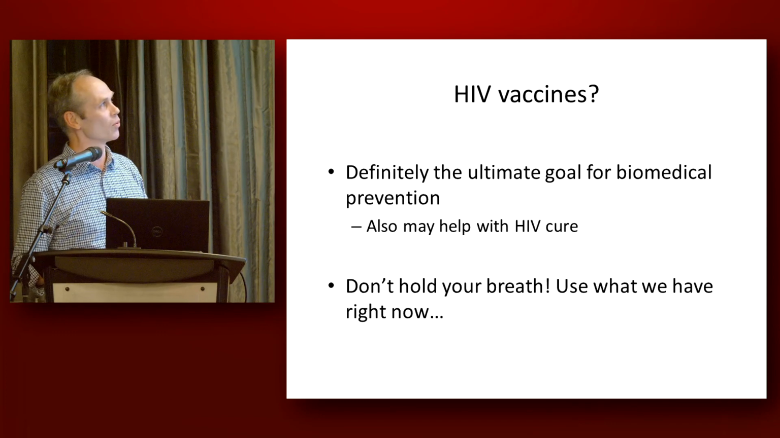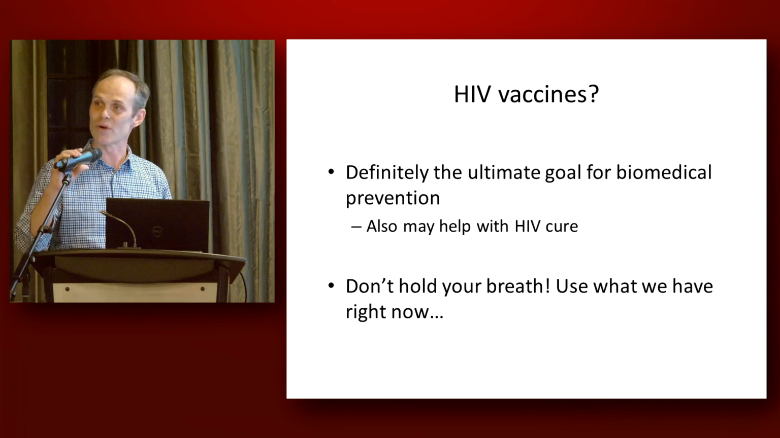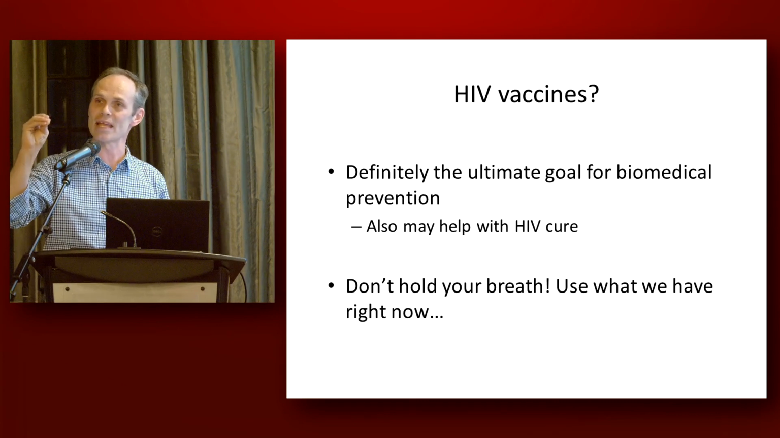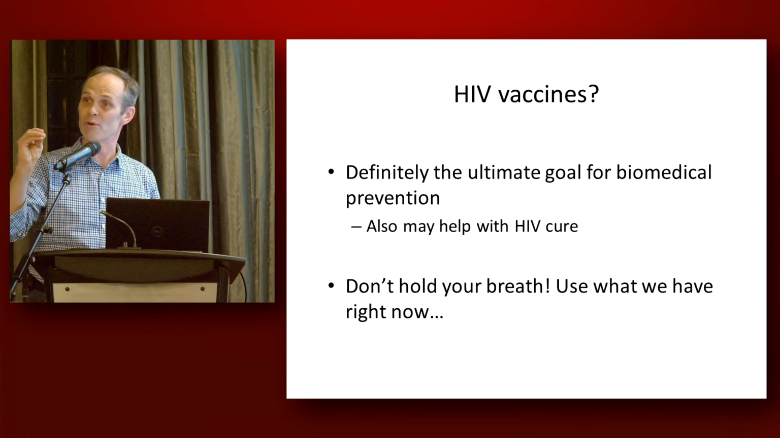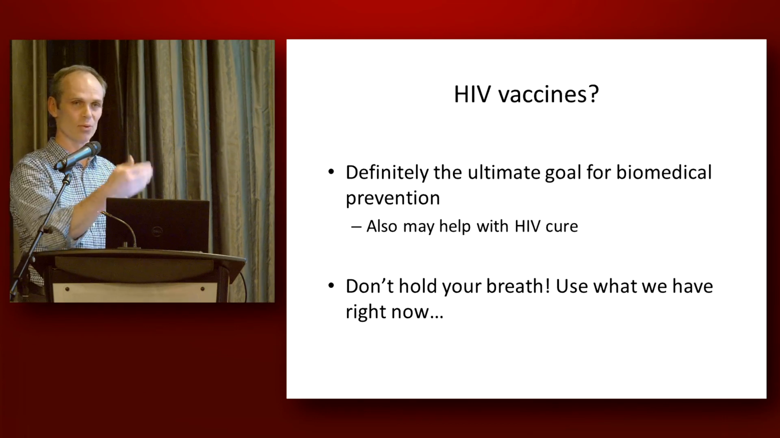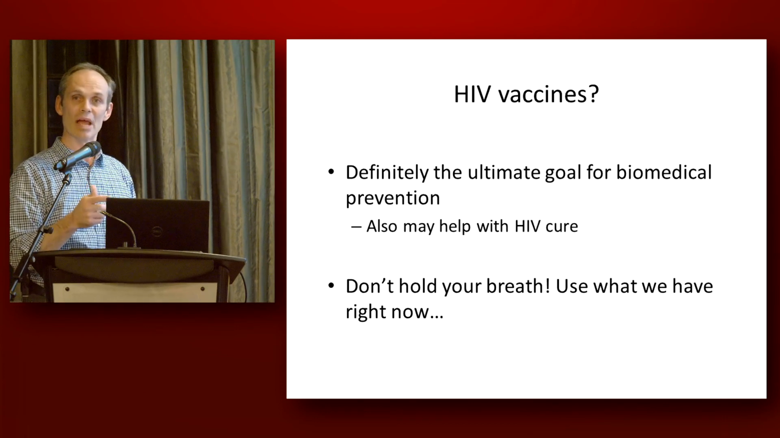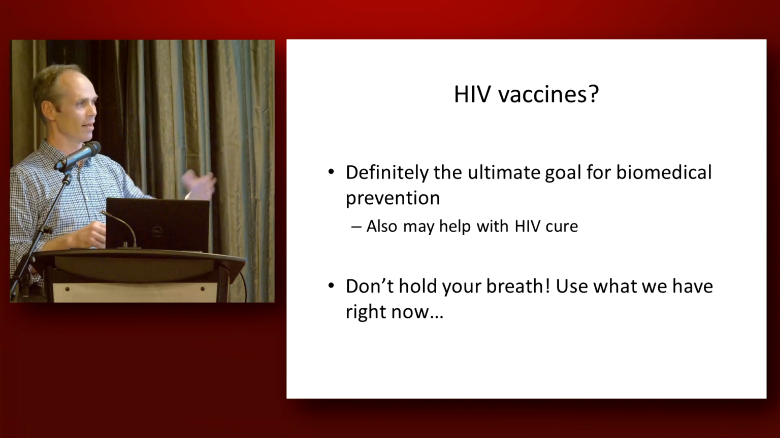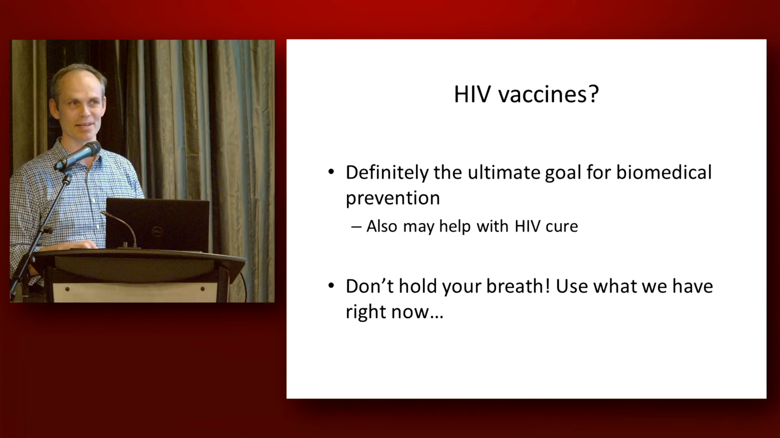I think my short summary is don't hold your breath. I think we've got some great tools right now. We're working very hard on vaccines just because that is the gold standard of the way we should be preventing HIV, but we're not there yet. And I think we need to get down to zero, as Robert is talking about. We need to learn how to use the tools that we have while we try and develop, while JP and his team make that HIV vaccine.